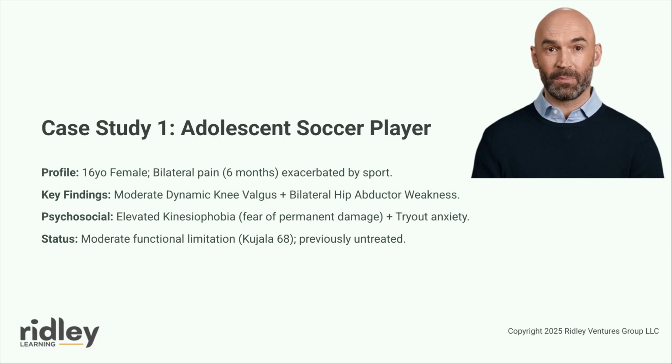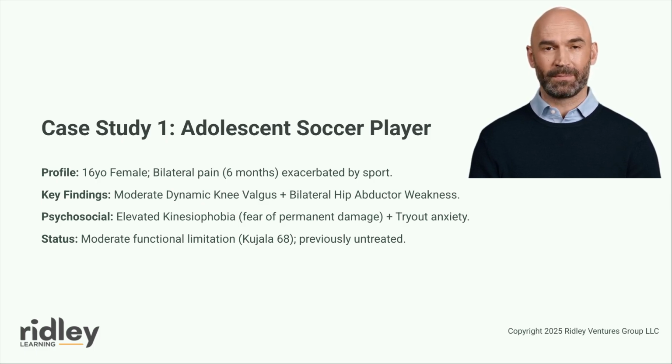Palpation reveals diffuse parapatellar tenderness bilaterally without focal areas of maximum tenderness. Hamstring flexibility is moderately limited bilaterally. Fear avoidance screening reveals elevated kinesiophobia with a Tampa scale score of 42, indicating significant movement-related fear. She describes worry that continuing to play soccer might cause permanent damage to her knees. Her Kujala anterior knee pain scale score is 68 out of 100, indicating moderate functional limitation. She has not received any prior treatment for her symptoms beyond over-the-counter analgesics and activity reduction.